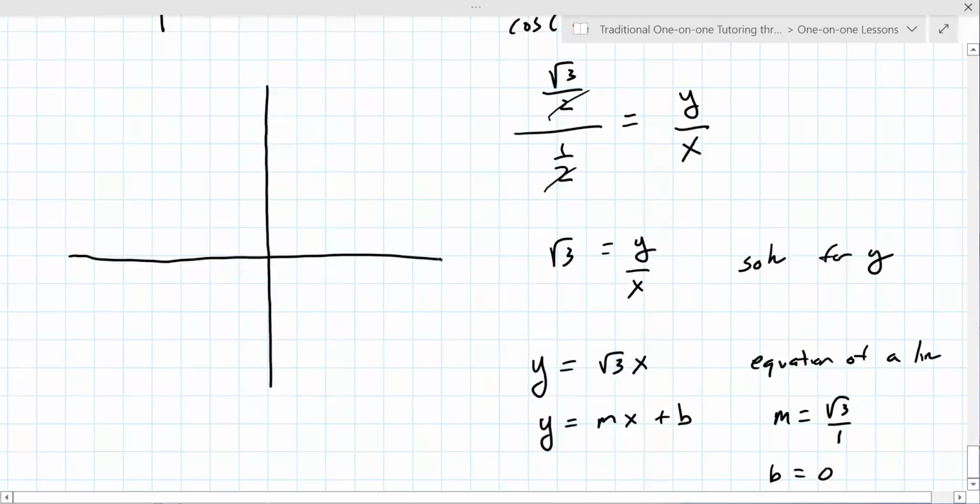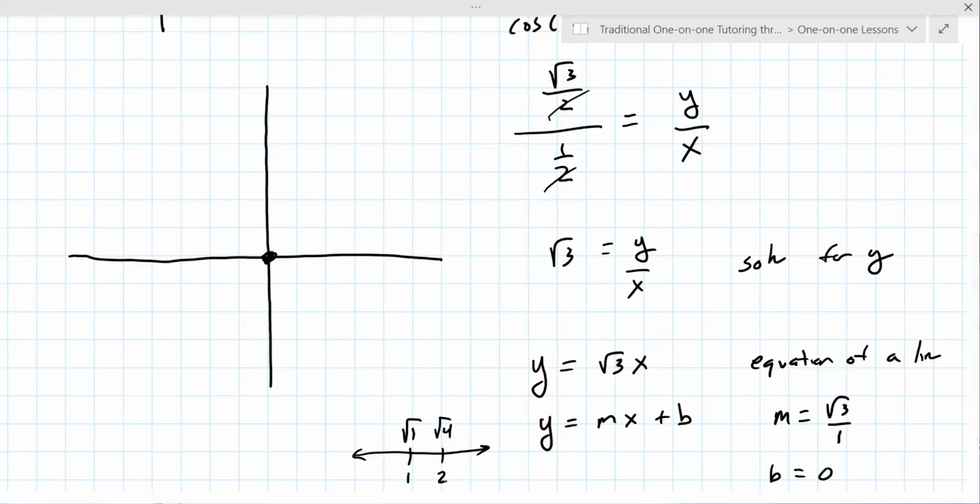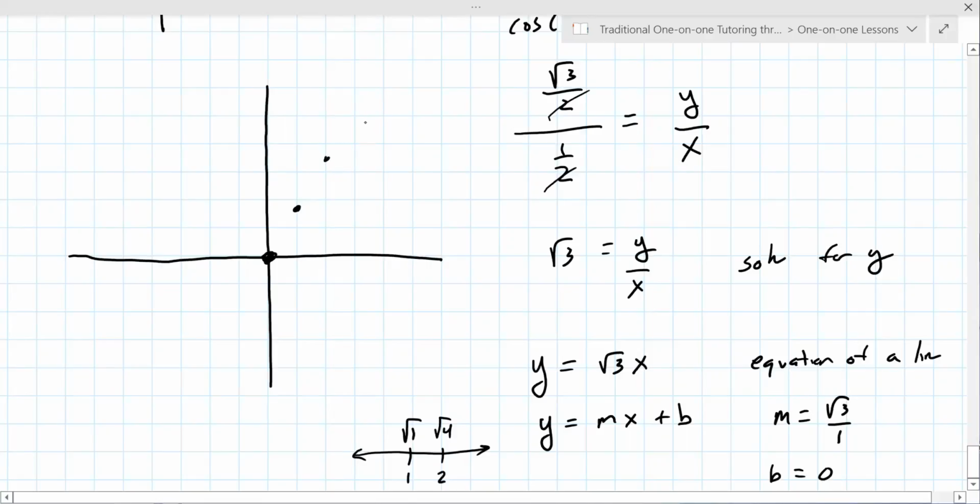It's a little hard to draw because it's like, what is the square root of 3? Well, it goes to the origin. If you really want to approximate it, if you're really stuck on a number line, the square root of 1 is 1 and the square root of 4 is 2. So it's closer to 2 than it is to 1, in terms of a number, if you didn't have a calculator. So you're going up not quite 2 and right 1, and you get a few points here.